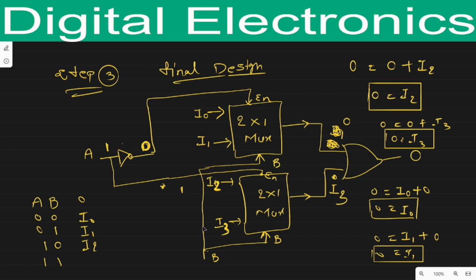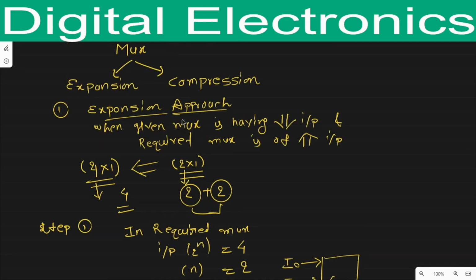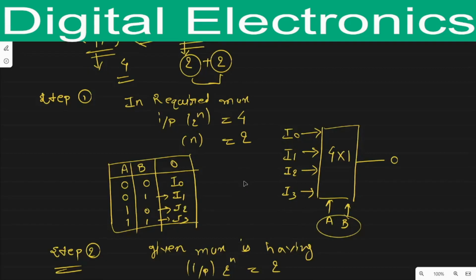Okay, so this one is our first design, in which we implemented a 4 cross 1 mux using 2 cross 1 mux.